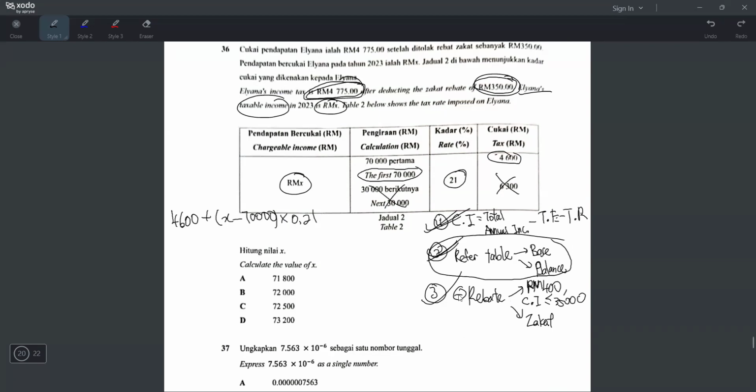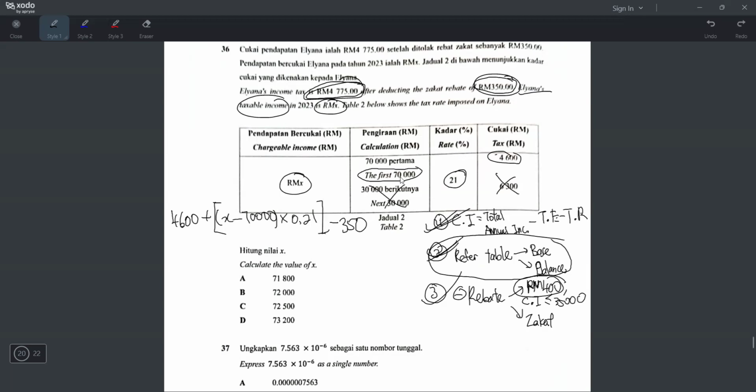But what is step 3? Minus the rebate. So after you do all these things, you have to minus the rebate, and the rebate, they mentioned zakat just now in the question, right? 350. So I have to minus 350 here. Okay, what about the 400 ringgit rebate? The 400 ringgit rebate you will only get when your chargeable income does not exceed 35,000, right? But now your chargeable income is X. So you actually don't know whether it's more than 35,000 or less than 35,000, right?